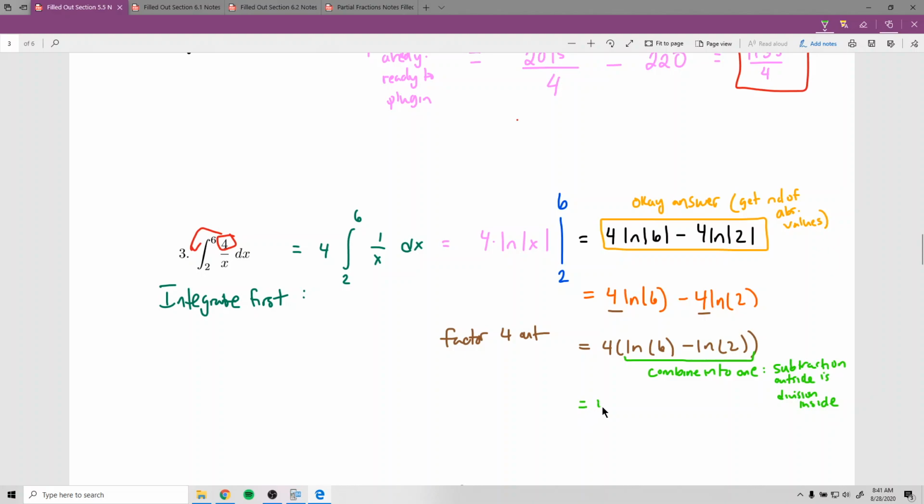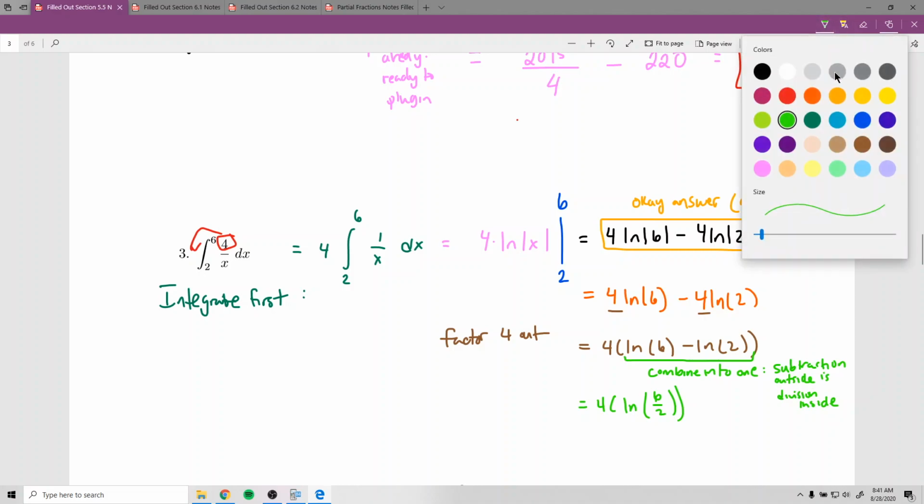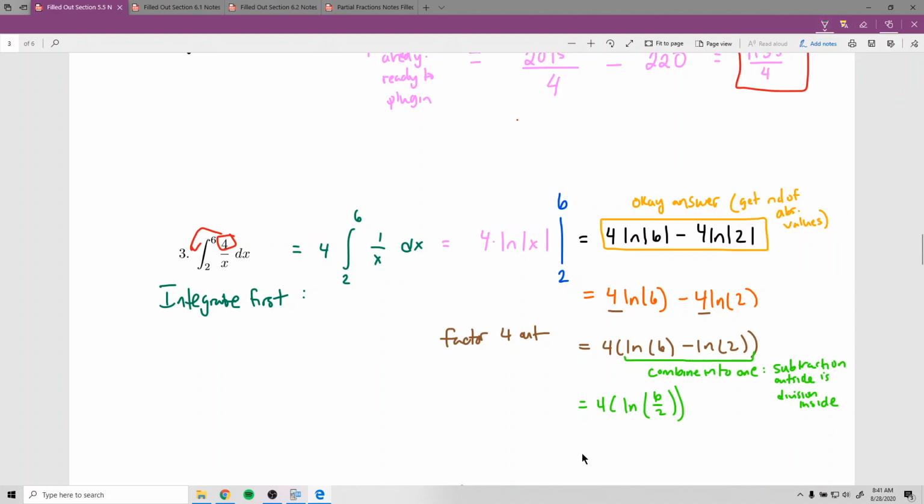Okay, so we have the 4 out front. Don't forget that. And then the inside, we got the natural log of 6 divided by 2. 6 divided by 2 is simply 3, so we don't have to mess around with that. I don't need the extra parentheses. I just left it for emphasis, but I don't need the extra parentheses.